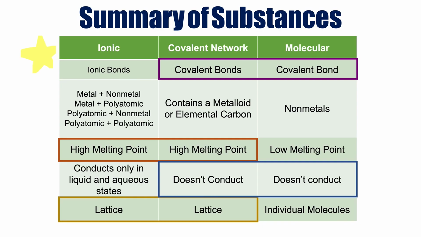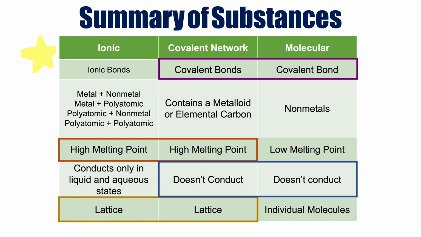And a molecular compound is just made up of nonmetals. In terms of their melting and boiling points, ionic and covalent network have high melting points, high boiling points. They're generally solids at room temperature, whereas molecular compounds have low melting points, low boiling points because of those weak intermolecular forces that they're interacting with in their environment as well. In terms of conductivity, ionic compounds will conduct in the liquid and aqueous states, but not the solid state, whereas covalent network and molecular are generally non-conductive.